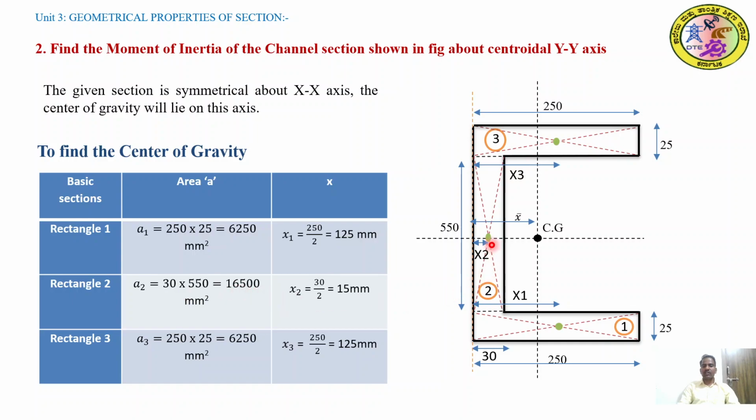And the centroidal distance with respect to the y axis for the second rectangle is x2, which is 30 by 2, and it is 15 millimeter. The area of the third rectangle is 250 by 25 millimeter depth, with the centroidal distance with respect to the y axis, that is x3, is 250 by 2, that is 125 millimeter. So we have obtained A1, A2, A3 and x1, x2, x3.